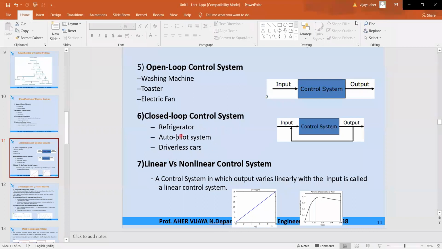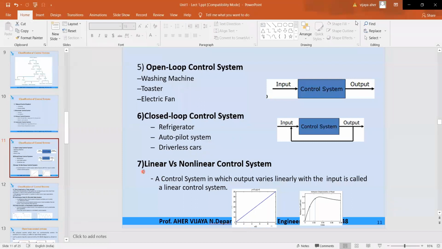So closed loop control system example is refrigerator. All of you have refrigerators at your home, so I'm not going to explain this again. Anybody from your side can explain how this refrigerator is acting as a closed loop control system. Okay, I will move fast now. Autopilot system is an example of closed loop control system. Driverless car is also a closed loop control system.